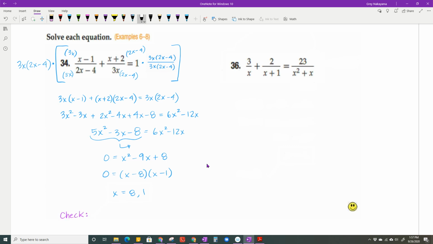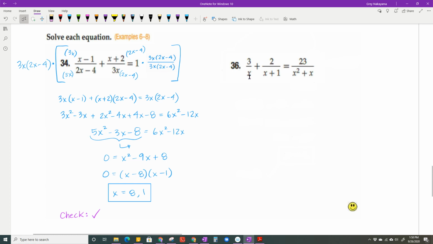I'm going to go check. Does 8, obviously it doesn't make it 0 in this factor, but over here, if I have 8 in there, nope, 16 minus 4 is not 0. 2 times 1 minus 4 is not 0. So both of these answers check, and we're good to go. And if you remember from class, I actually checked all these. So, all right, last problem.